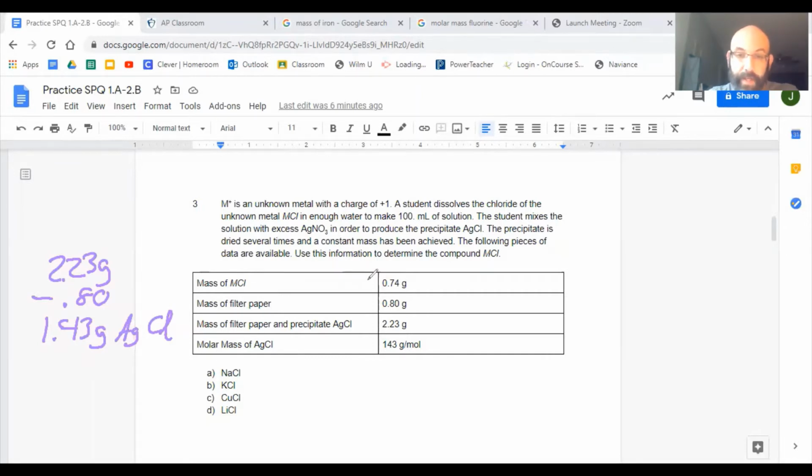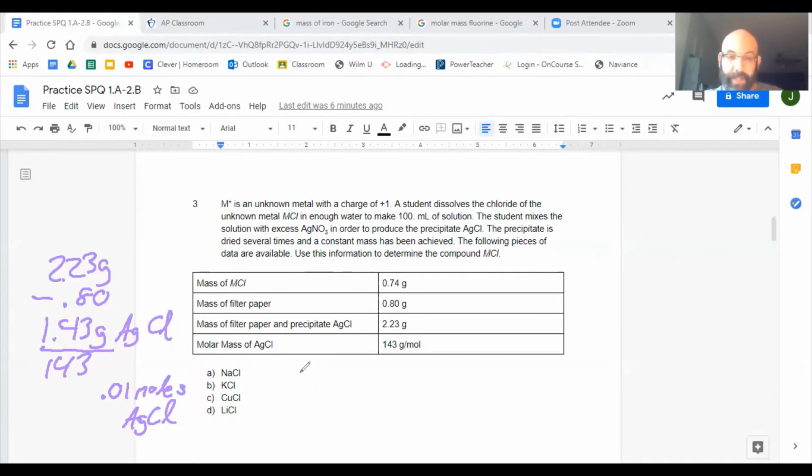Okay. We're given the molar mass of silver chloride. So we want to turn this into moles. We're just going to divide this by its molar mass, which is 143. And you don't need a calculator for this. That's just 0.01 moles of silver chloride. Every item or species in this reaction here has a charge of +1. So that means all of the mole ratios are going to be 0.01 as well, all right?